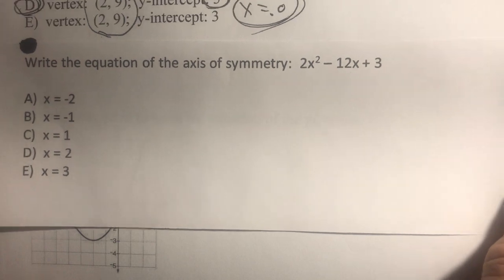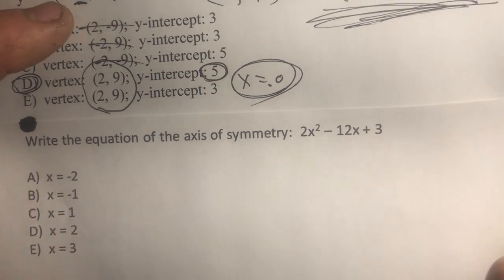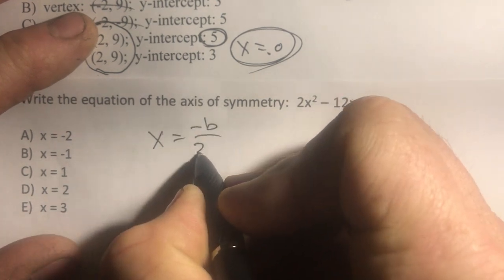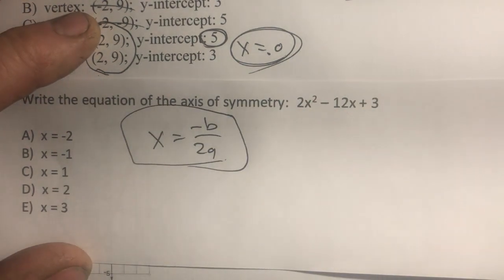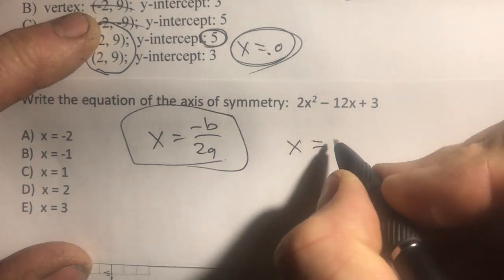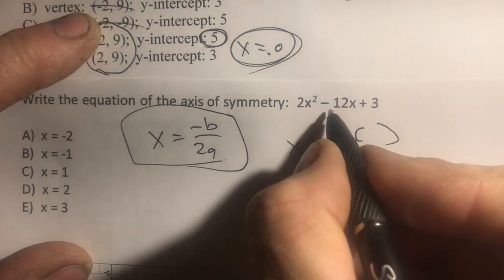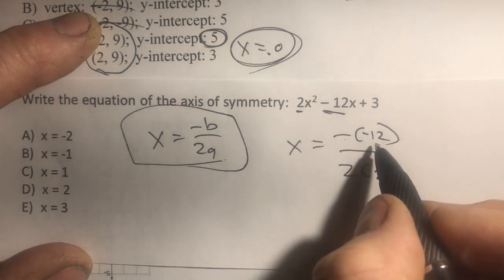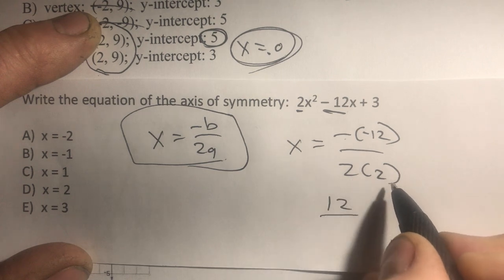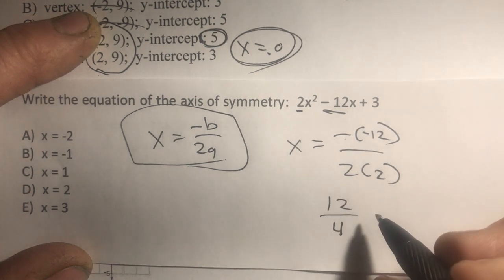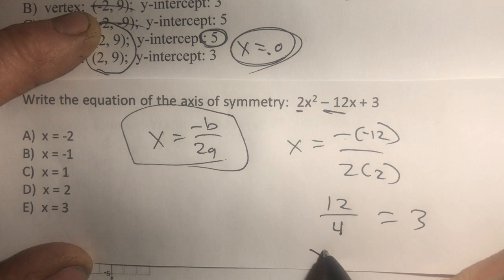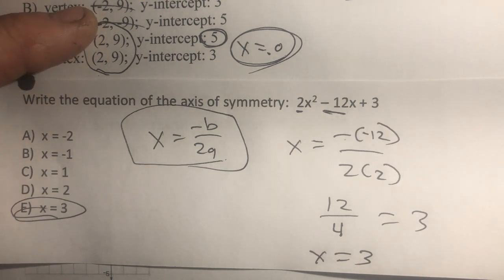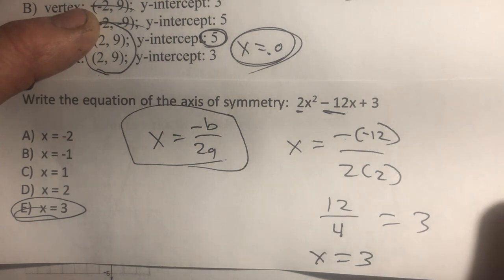Okay, here it says find the axis of symmetry. All right, we just did that. Negative b over 2a. This is the axis of symmetry. So on this one, negative b over 2a, there's my b right there, negative 12, and there's my a right there, 2. So 2 negatives makes a positive 12. 2 times 2 is 4. So I got 12 divided by 4, which is 3. X equals 3. Right there. That's my axis of symmetry.